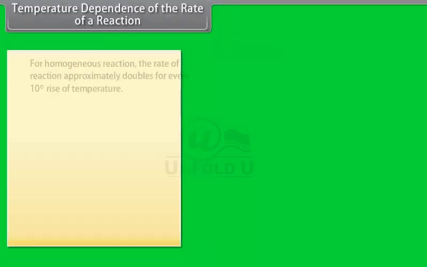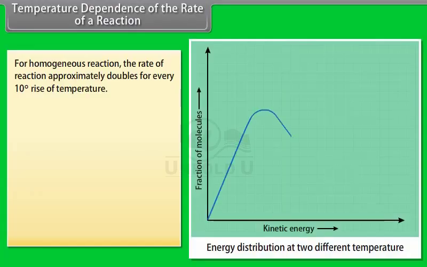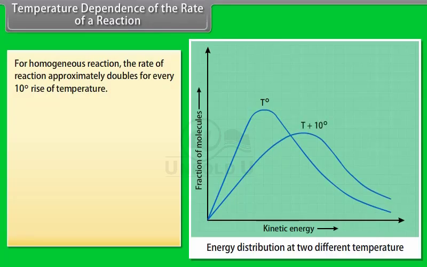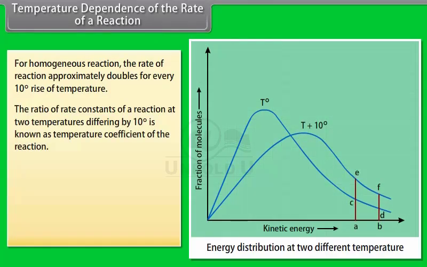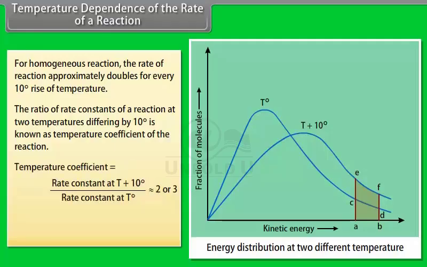Temperature dependence of the rate of a reaction. For homogeneous reaction, the rate of reaction approximately doubles for every 10-degree rise of temperature. The ratio of rate constants of a reaction at two temperatures differing by 10 degrees is known as temperature coefficient of the reaction. Value of temperature coefficient for most of the reaction is close to 2 and in some cases it approaches to 3. When the temperature is increased by t plus 10 degree, the curve flattens.